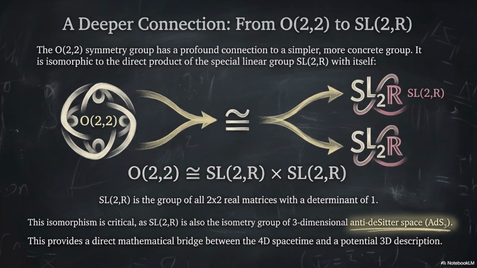Ah, okay, so that's the bridge. That's the entire bridge. That one piece of math is the Rosetta Stone. It connects our complicated 4D spacetime to a much, much simpler 3D description that we can actually solve. So the very structure of our 4D hypercylinder is built from the symmetries of 3D anti-de Sitter space. That's a huge shortcut. A massive one.